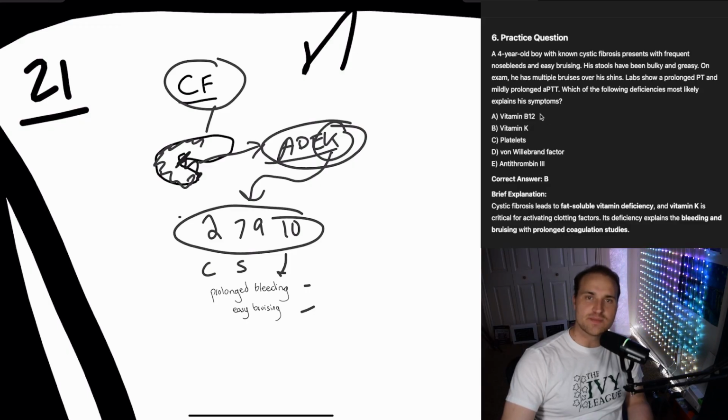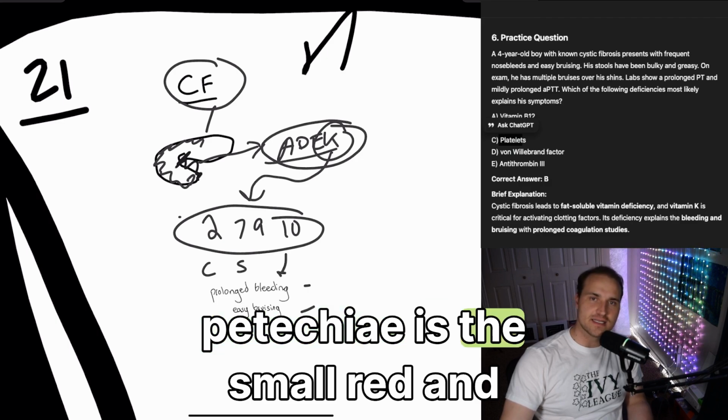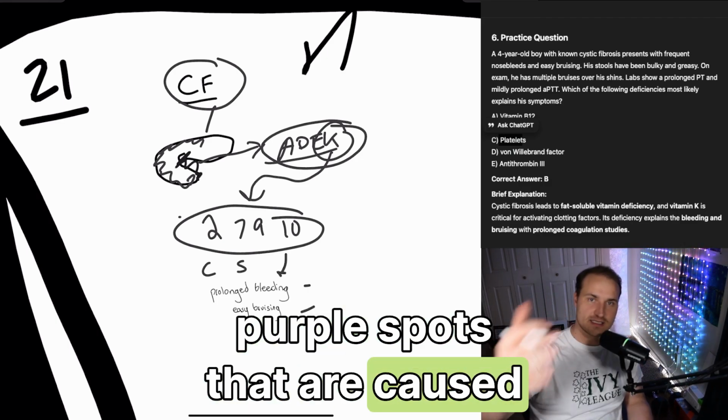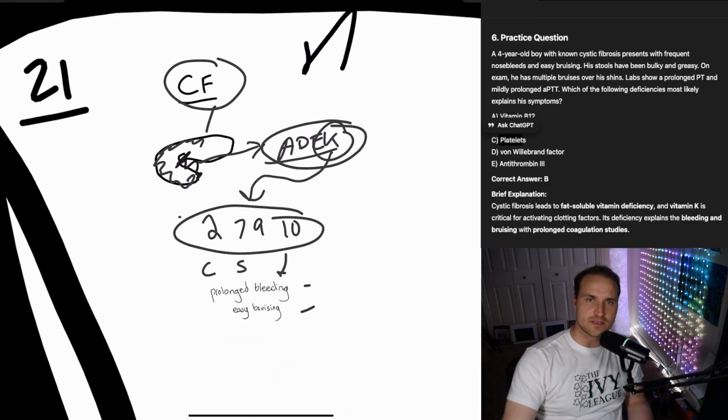The reason why is because cystic fibrosis leads to a fat-soluble vitamin deficiency, and we've explained this several times. Now, what about these other answers? Vitamin B12 would cause macrocytic anemia, not bleeding. How about platelets? That would cause petechiae and mucosal bleeding, but you'd see a normal PT and APTT. Petechiae are the small red and purple spots caused by bleeding into the skin. With deficient platelets, you'd see normal clotting factors, so the clotting factors really cue you into that. How about antithrombin? That would lead to hypercoagulability. There's not going to be bruising or bleeding.